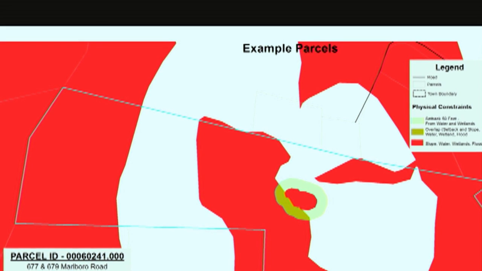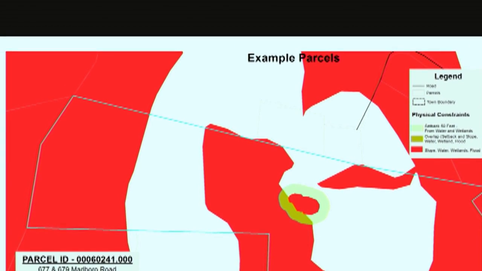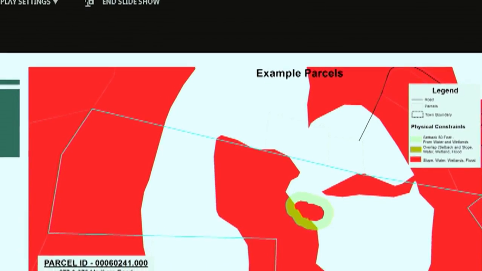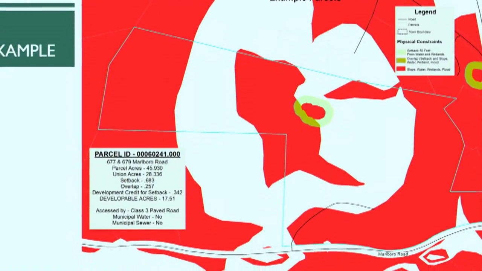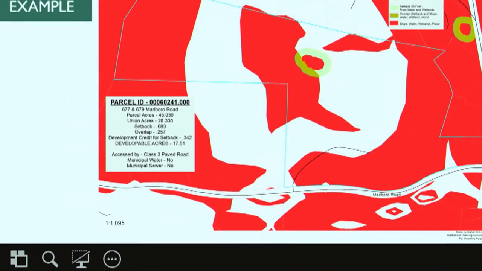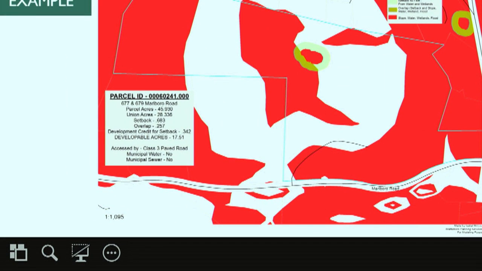so you also have your 50-foot setback which takes up 0.683 acres. And you have to further subtract the overlap area, which is 0.257 acres.